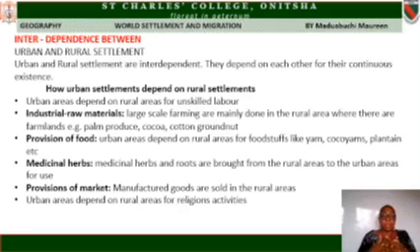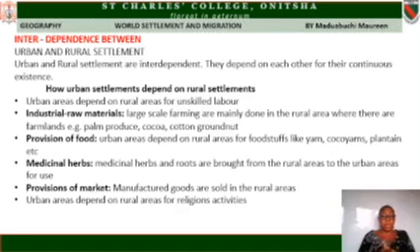How urban settlement depends on rural settlement. One, urban areas depend on rural settlement for unskilled labor. Unskilled labor moves from the rural area to the urban area to look for jobs. Two, industrial raw material. Large-scale farming is mainly done in the rural areas where there are farmlands. For example, cocoa, palm tree, cotton, groundnut grown in rural areas serve as raw material to industries in urban areas.